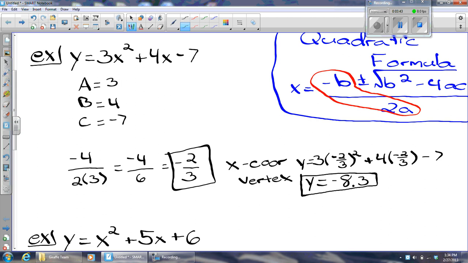So then our coordinate for the vertex is going to be negative 2/3 and negative 8.3. And that's where our vertex is going to be located. All right, let's do another example.